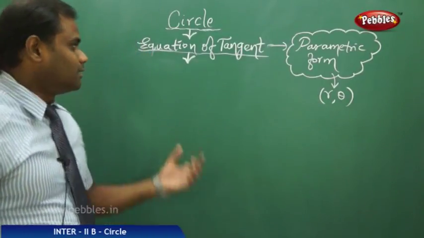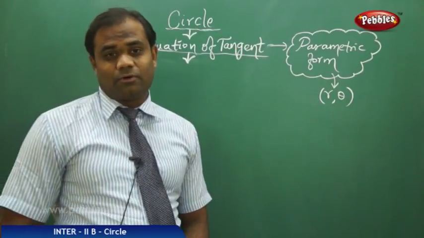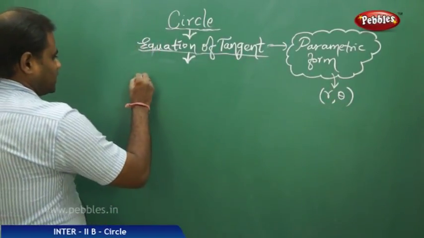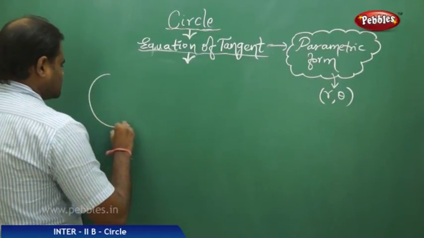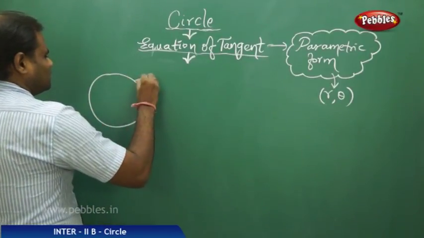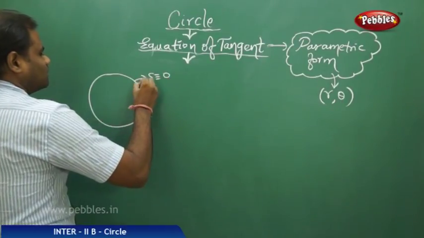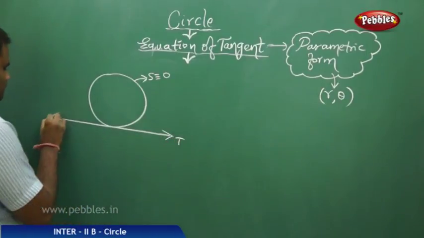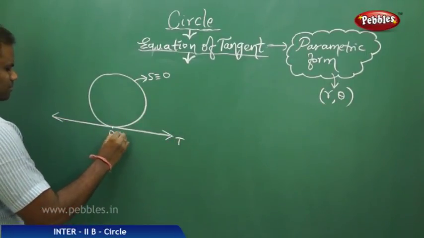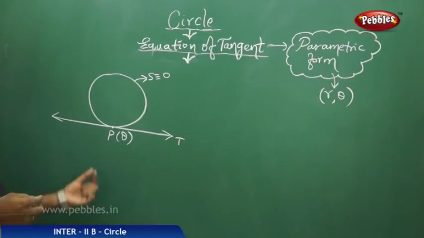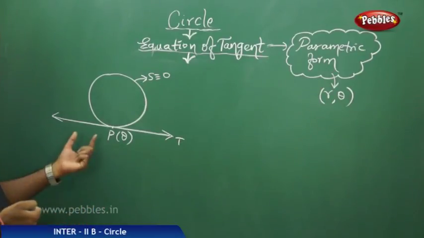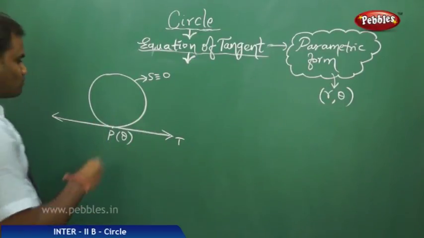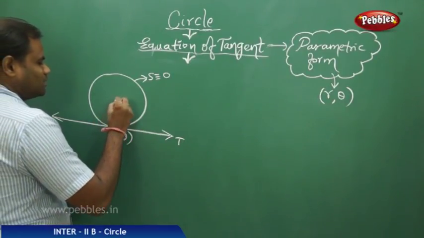Similarly, let's see the equation of tangent in parametric form for the polar coordinates r, theta. Say for example, I have a circle S equals 0, and then I have a tangent T at P(θ). So let me say the polar coordinates of the point P, the point of contact of the tangent with the circle, is θ, and let the radius of the circle be r.